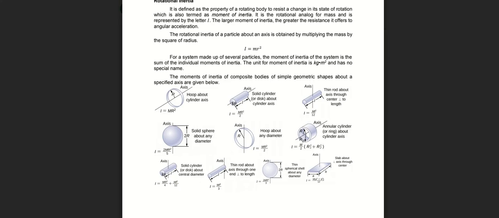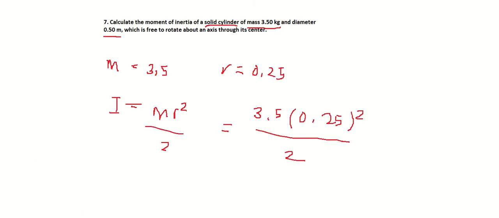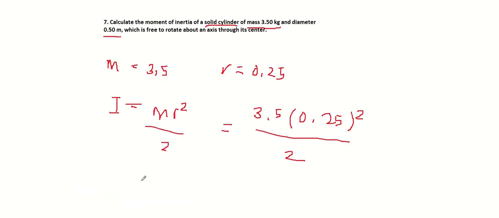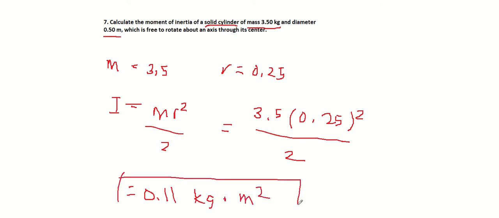Ayan, so ngayon, i-calculator natin 3.5 times 0.25 raised to 2 divided by 2. Equivalent siya kung nata-round off natin into 2 decimal places, 0.11. So, equivalent to 0.11 kilogram times meter squared. Ayan. So, ngayon, na-solve na natin halos lahat. So, proceed tayo sa last worded problem natin.